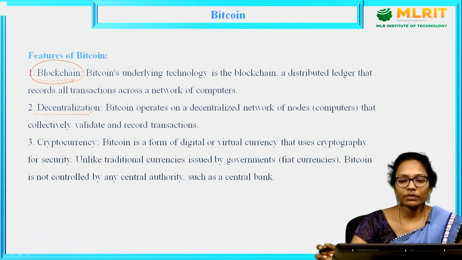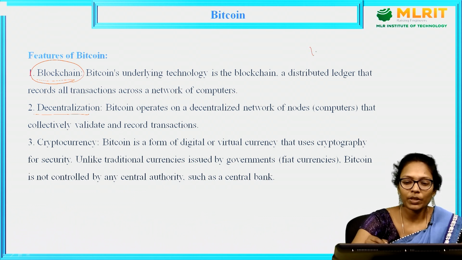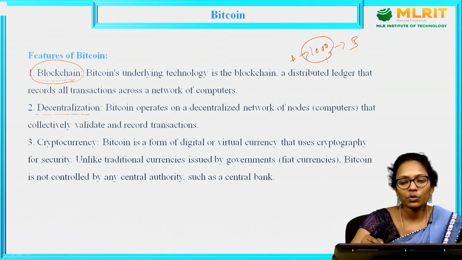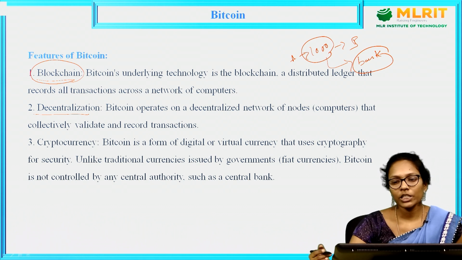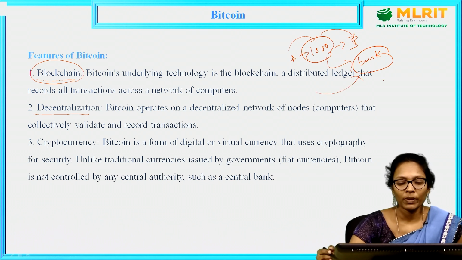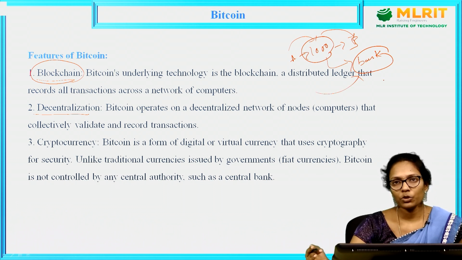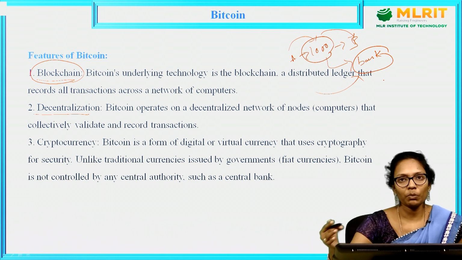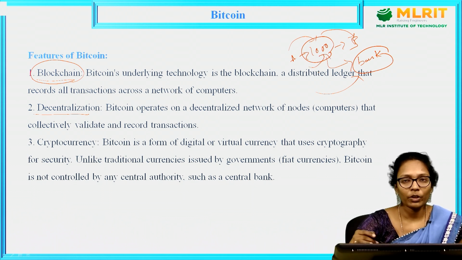For example, if I want to transfer 1,000 rupees from account A to account B, I need a middleman here. Who is that middleman? A bank. It may be an application or it may be a person. I want to transfer some amount to person B, and for this transfer I need to pay some amount also. That depends on the amount. If it is more, then the charged amount will also be more.